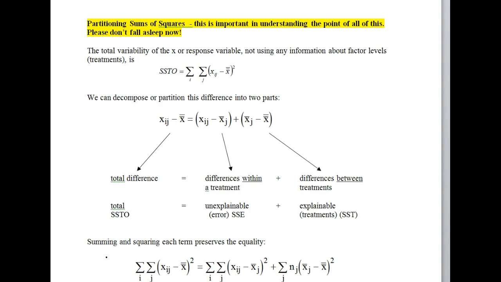Okay, that's a lot. I know that's a lot. So we're going to focus on procedurally what this means. SSTO is the sum of squares total, so the overall total sum of squares of the whole thing. And that's just going to be the double summation of each individual data item minus the overall mean, squared.